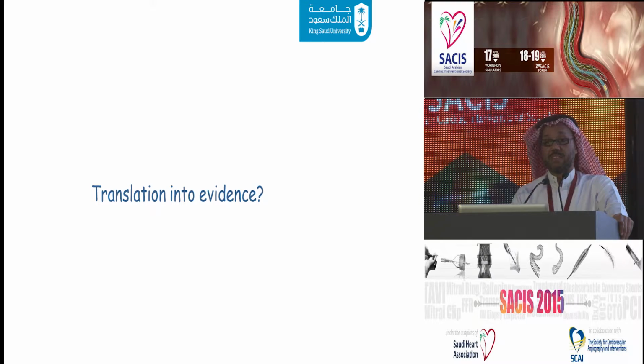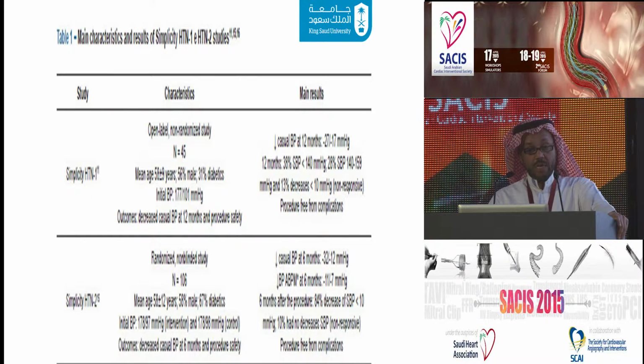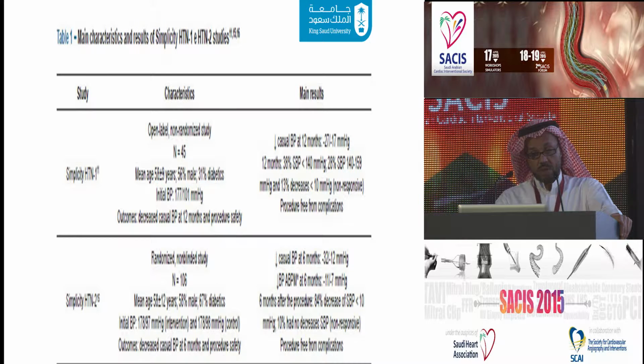So let's look at the translation. There are two studies that were published in the literature, Symplicity I and Symplicity II. This is the population. The sample size is very small. They were resistant hypertensives in both cases. In Symplicity II, there were about 106, and in Symplicity I, 45 patients. And they measured the blood pressure after 6 months.